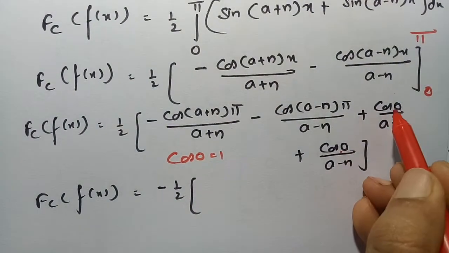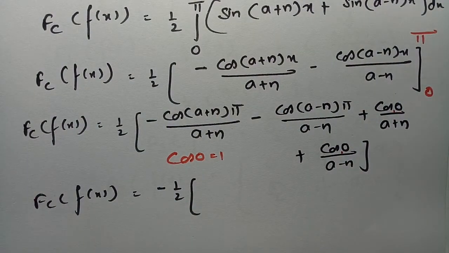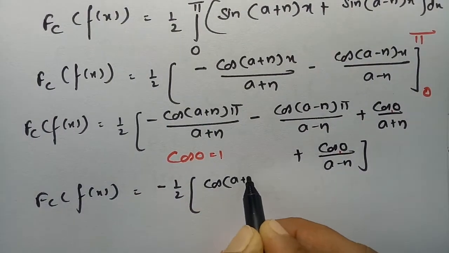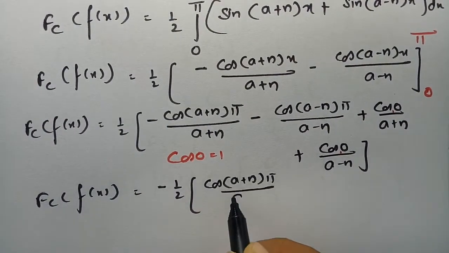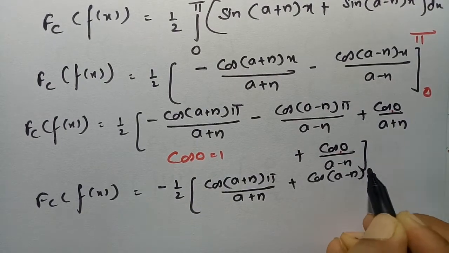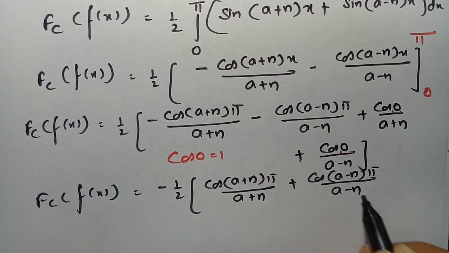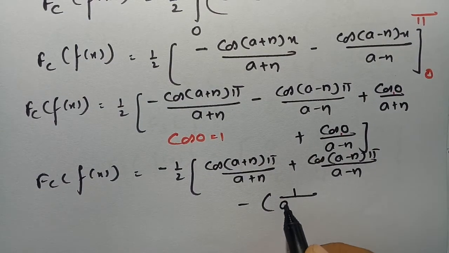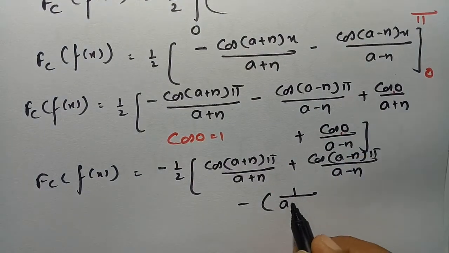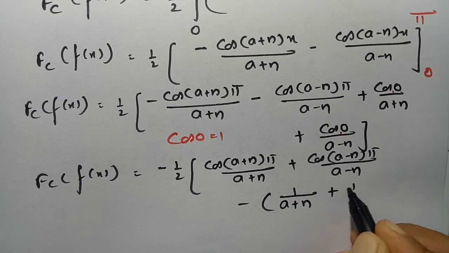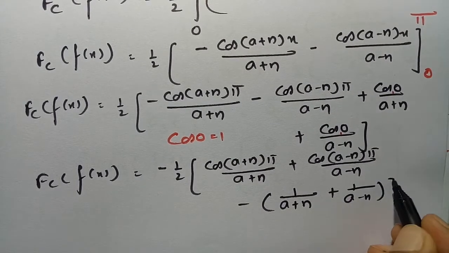So this value is 1 and this value is 1. Now I am going to substitute. If I take minus outside, then this will be cos of (a plus n)π by (a plus n) plus cos of (a minus n)π by (a minus n). If I take this minus inside, then common, this is 1 by (a plus n) plus 1 by (a minus n).